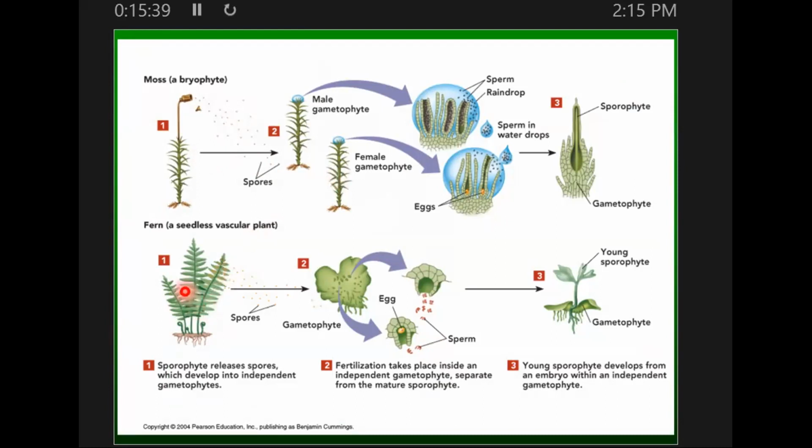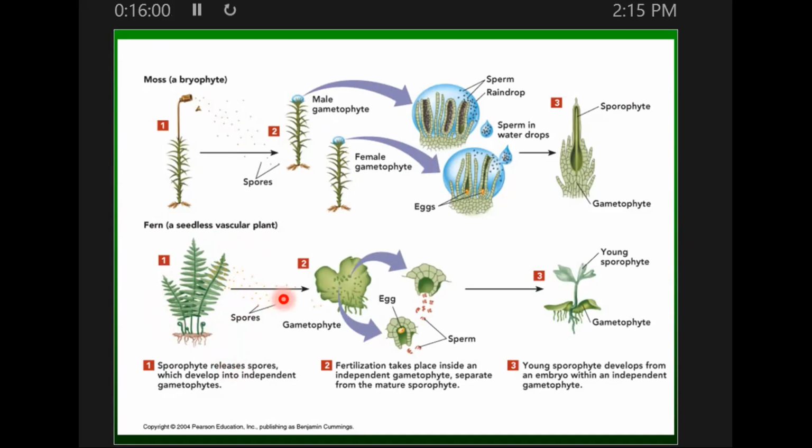With a seedless vascular plant, when you're out hiking around and you see those beautiful ferns, it's actually the sporophyte phase that you're looking at, not the gametophyte. And again, you see the spores are released. They release them out into the environment and they're like, you're on your own. Hope you can make it.